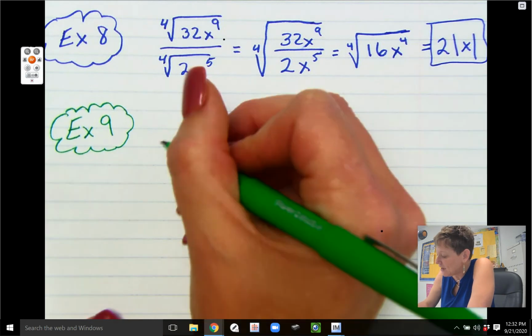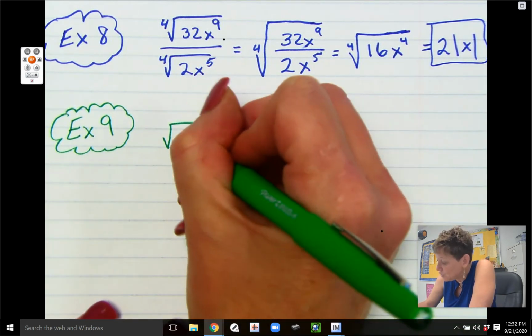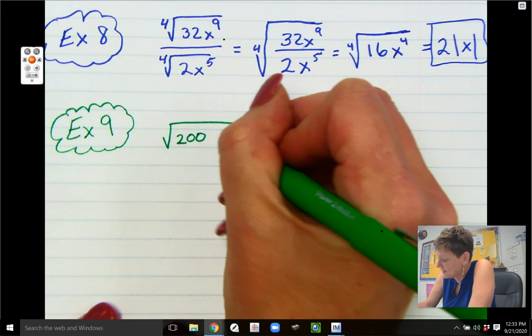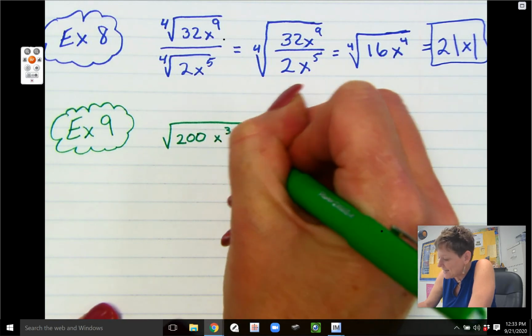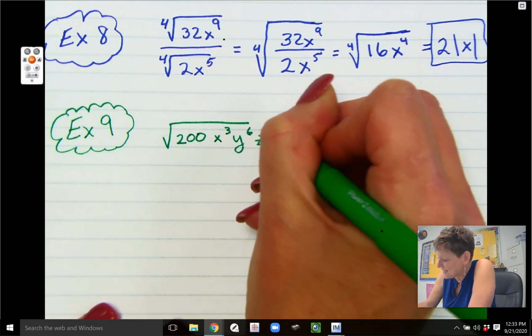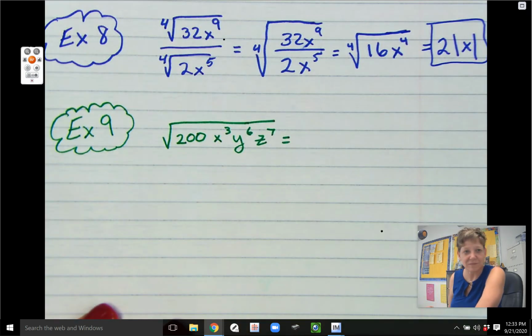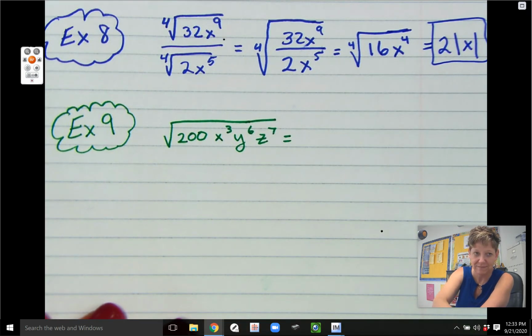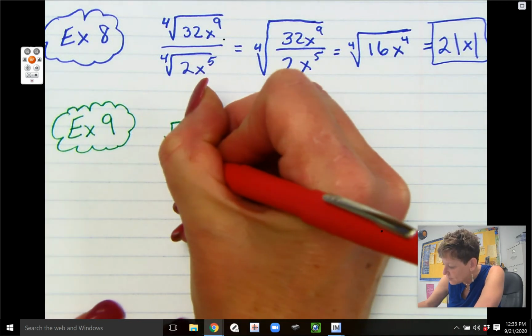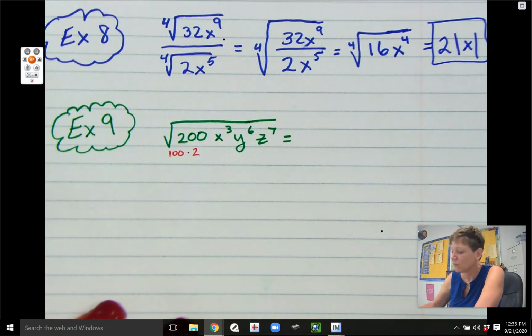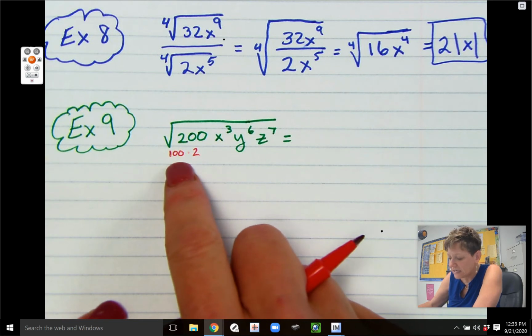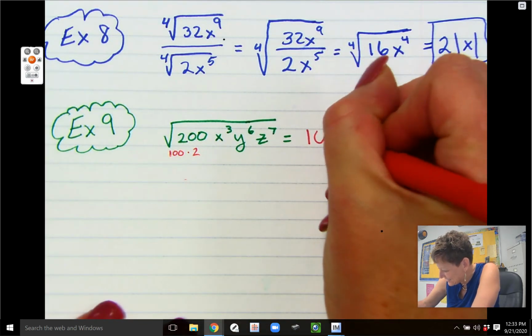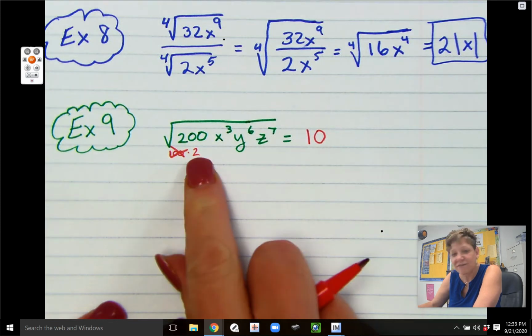All right. We are going to have the square root of 200 x to the third, y to the sixth, z to the seventh. All right, is there a perfect square inside of 200? It's 100 times 2. The square root of 100 is 10. I'm still going to have a 2 left over in my square root.